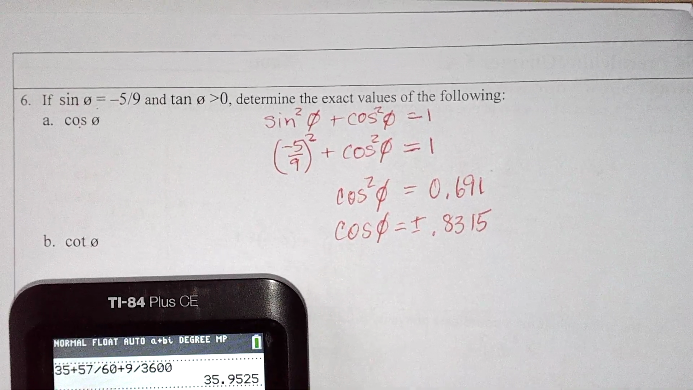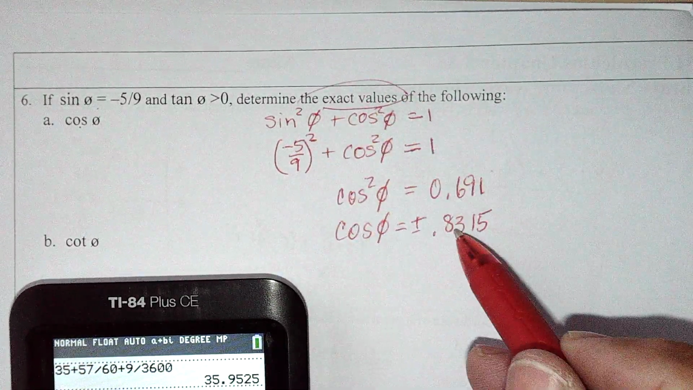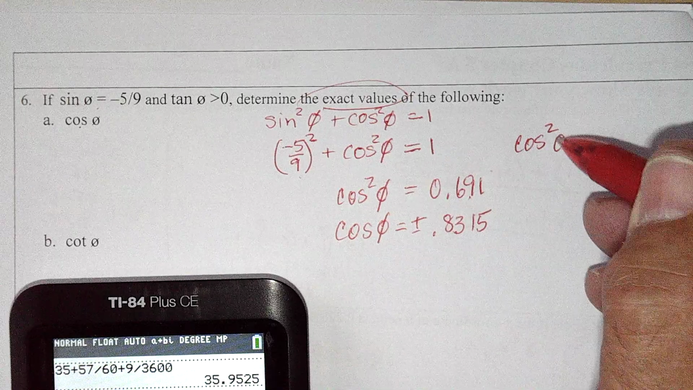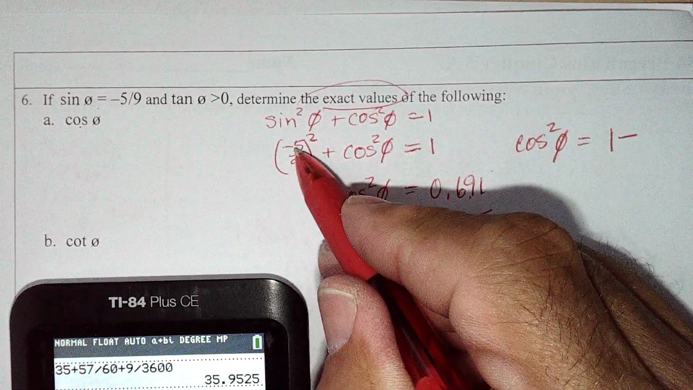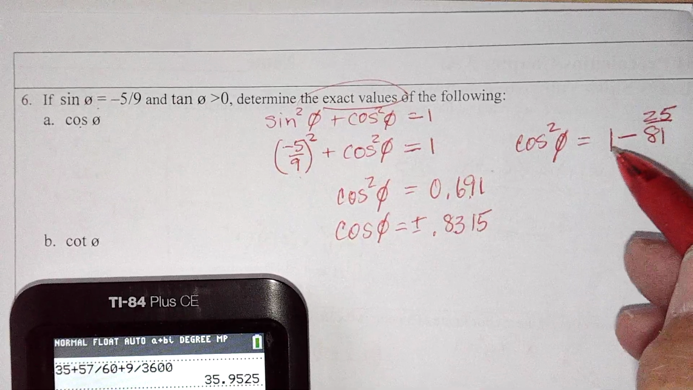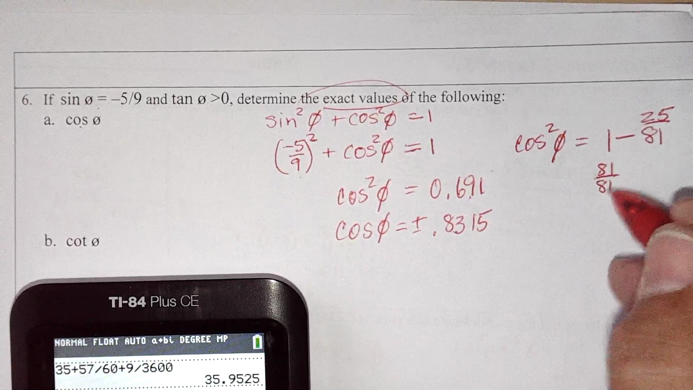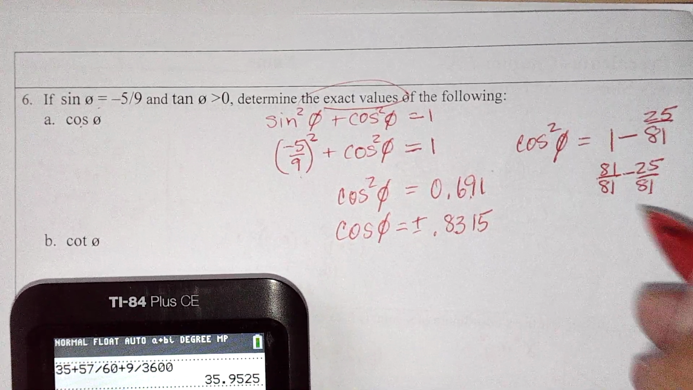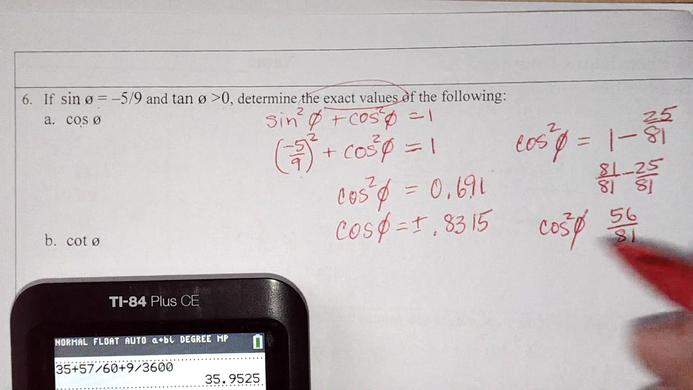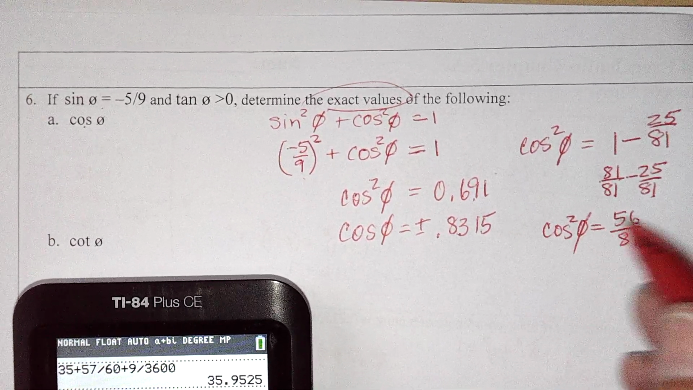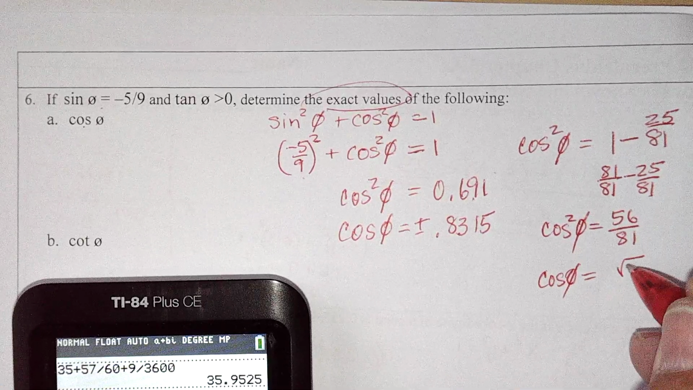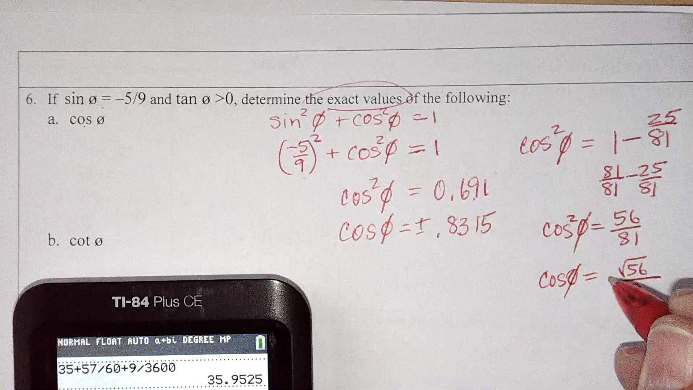Okay, so that's the cosine. Oh, I said exact values, so I can't do what I just did. So I've got to go cosine squared phi is 1 minus 25/81. So I think of 1 as 81 over 81 minus 25 over 81, which is 56 over 81. So the exact value of the cosine of phi, take the square root of both sides, is the square root of 56 over the square root of 81, plus or minus.